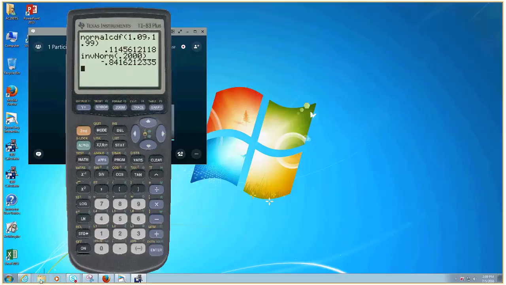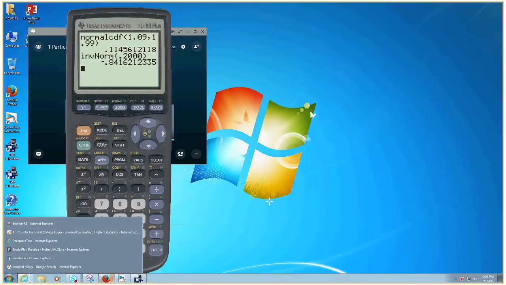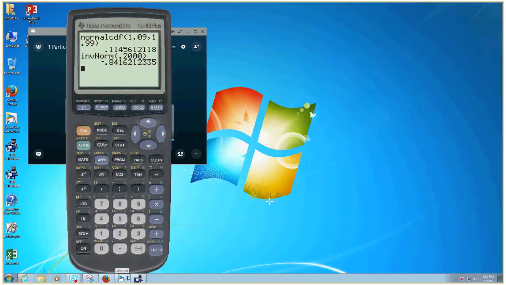And here's the problem. The z-score with an area is the INV norm. Given an area, find the z-score. Normal CDF is given a z-score, find the area. They're opposites of each other. All right, here's a problem.